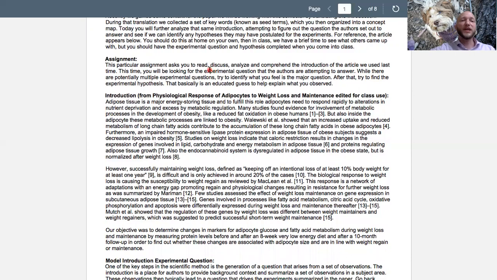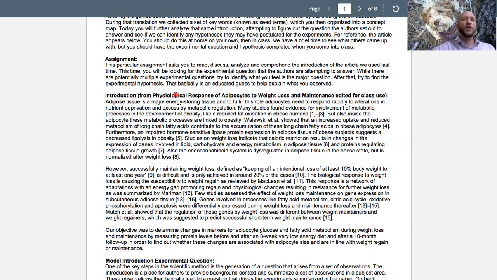While there are potentially multiple experimental questions, when I do this, this is my 8th semester, I think I have probably gotten as many different answers as there are students. So there's not one clear-cut correct answer. There's different ways to word it, different questions. Know that while writing yours. But do the best you can, there's a few different questions they're looking at, and there's different ways to word it.